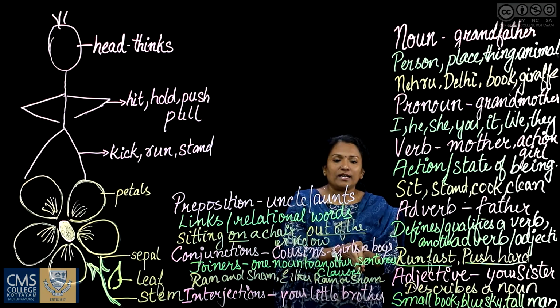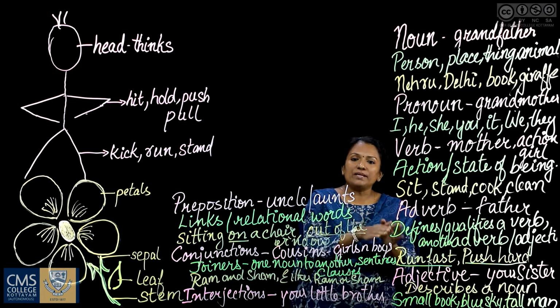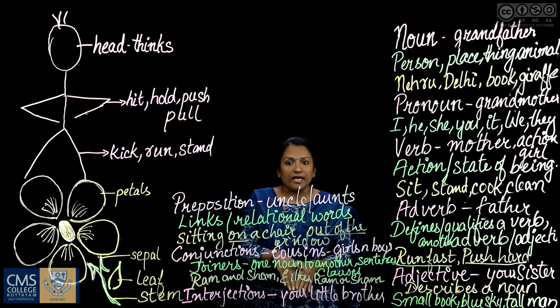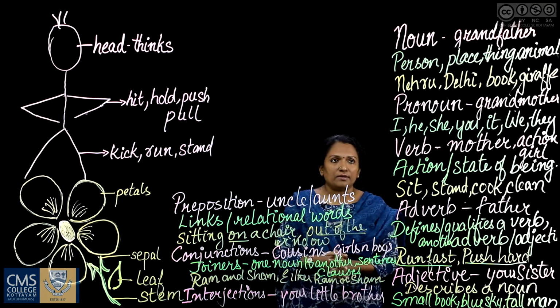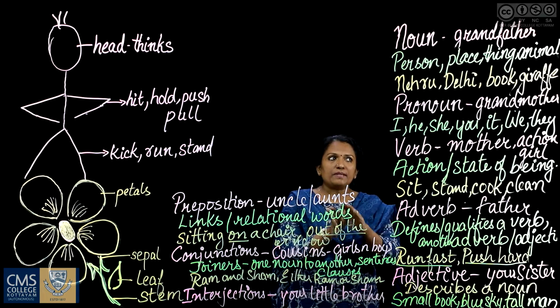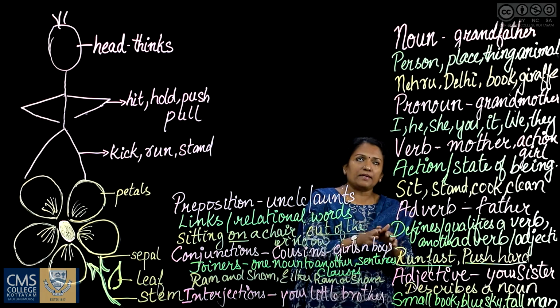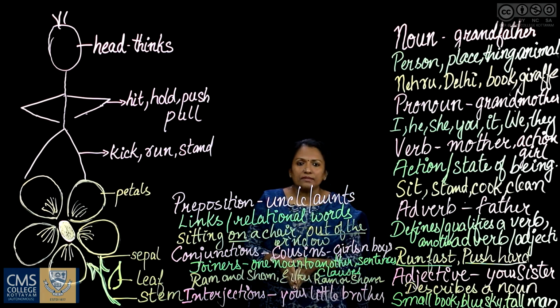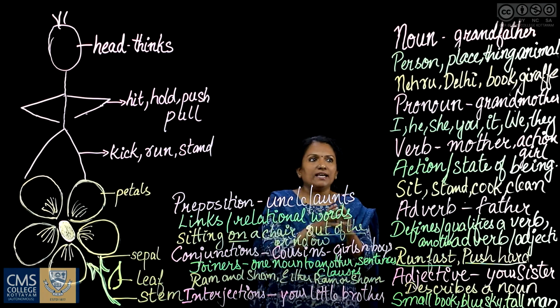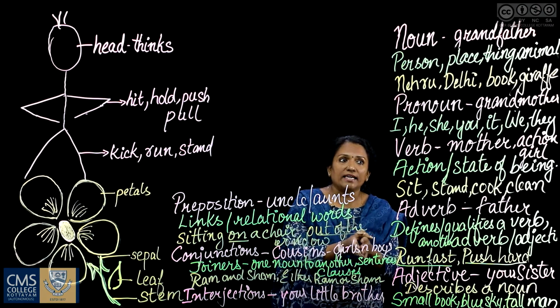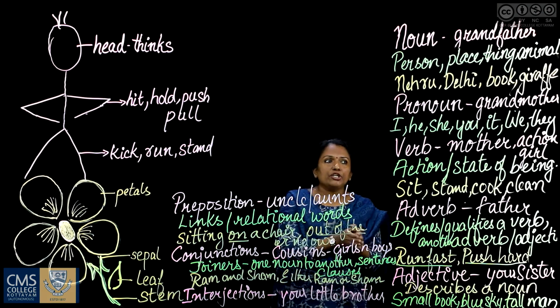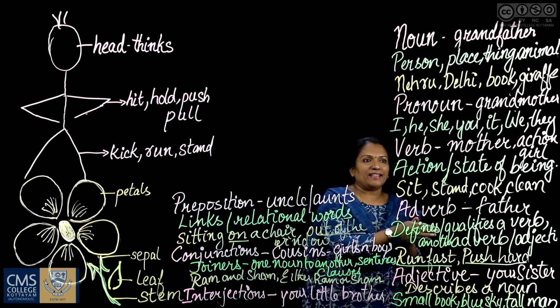So the pronoun is something that stands instead of or replaces the noun. If the noun is the name of a person, place, thing, or animal, the pronoun would be something that replaces the person, place, thing, or animal. As examples you can quote I, he, she, you, it, we, and they.